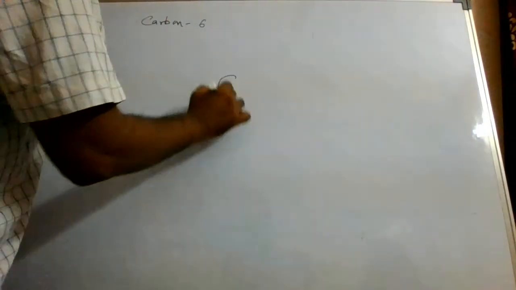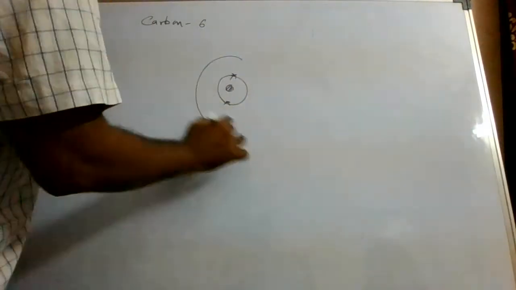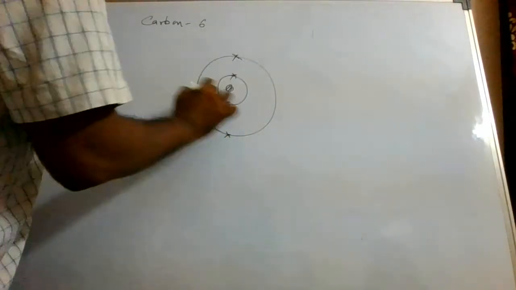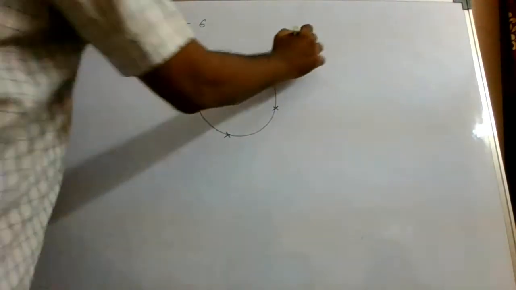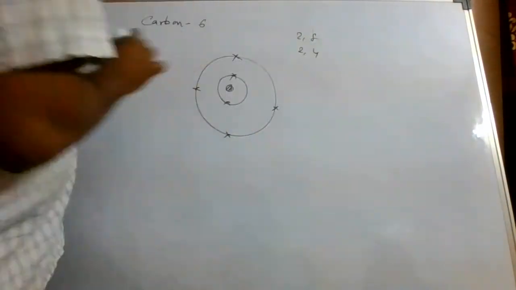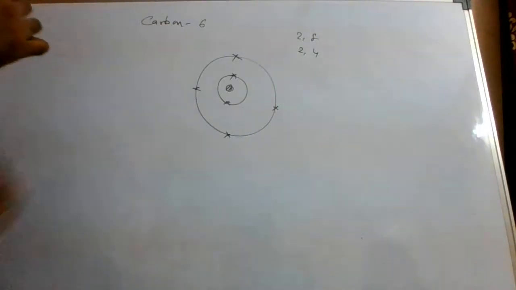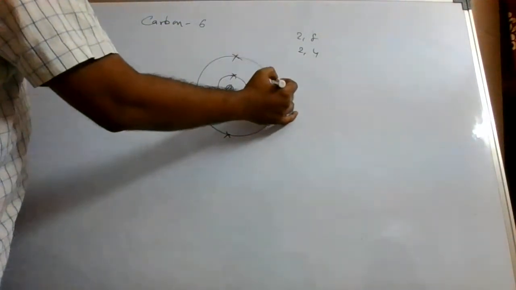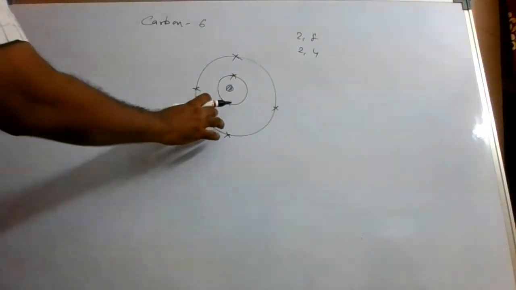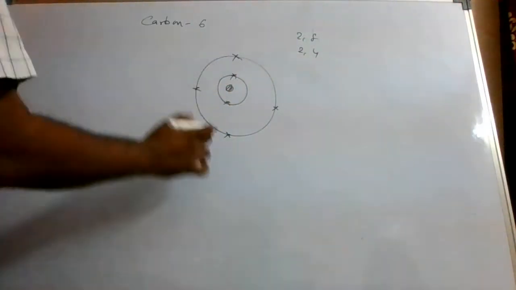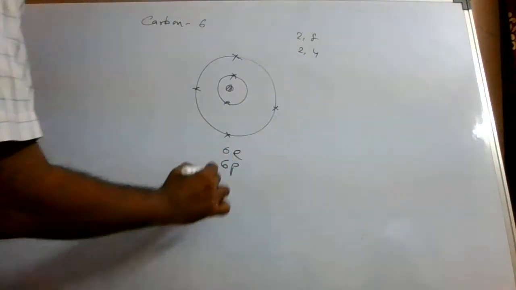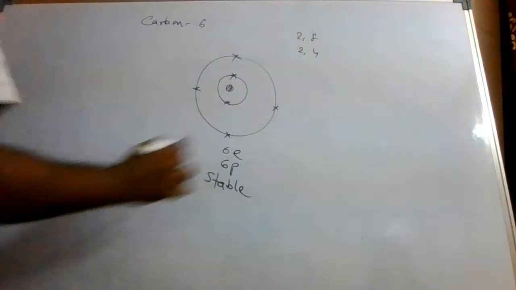See, let us take the case of carbon. Carbon 6, so its atomic structure is something like this: 2 here and let us say 4 here. Ideally it should have 2, 8, but it has 2, 4, so it is 4 short. Suppose 4 electrons are added over here. How many electrons and protons are here now? You have 2 plus 4, so 6 electrons and 6 protons. Is it stable now? It is stable now.